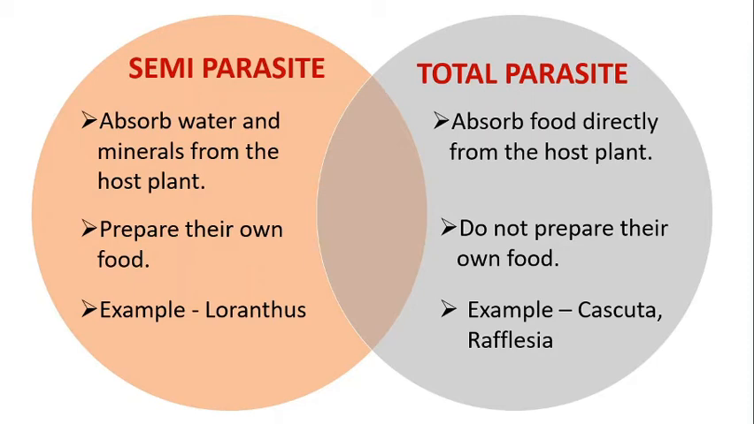Now there is a similarity between semi-parasite and total parasite. Let us see. The first similarity is that both are parasitic plants. You know that semi-parasite and total parasite come under the category parasitic plants. The second one is both harm the host plant. So semi-parasite and the total parasite both harm the host plant.